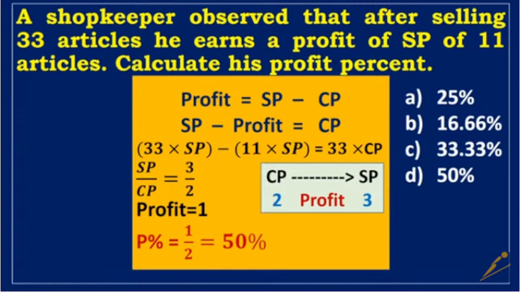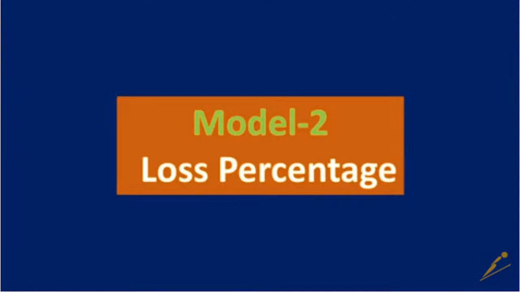When these numbers are substituted into the calculation, we obtain 33 SP minus 11 SP equals 33 CP. Simplify the equation to get SP divided by CP equals 3 divided by 2. Here, the cost price is 2, the selling price is 3, and the profit is 1. According to the profit percentage formula, percentage profit equals profit divided by cost price, which is 1 divided by 2 or 50%. Let us now look at the second approach, loss percentage, for resolving profit and loss problems.